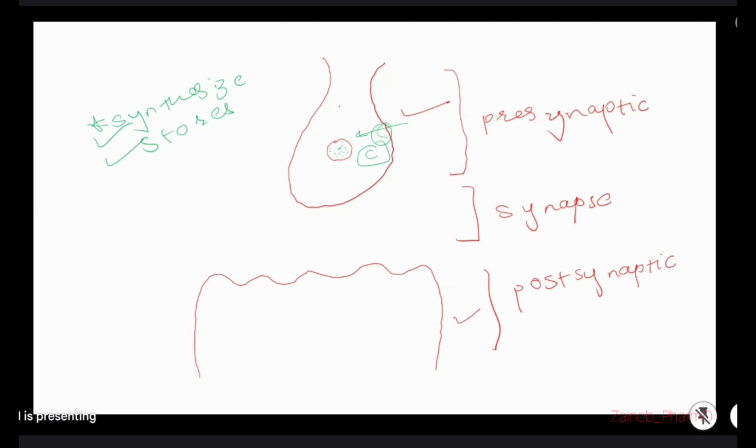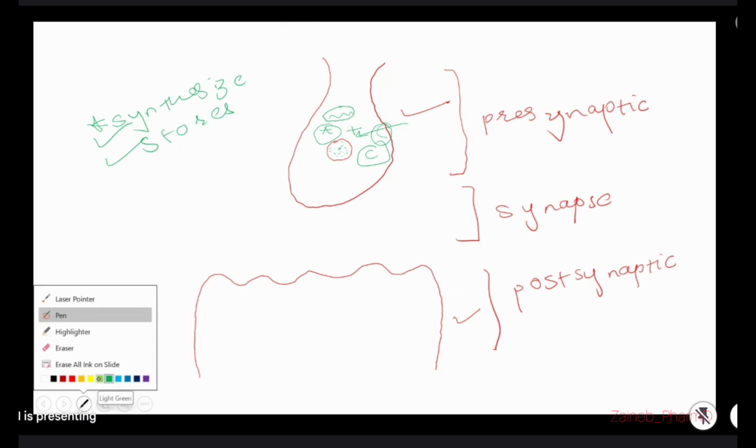Also, in the presynaptic component, we have mitochondria. This mitochondria releases acetate or acetyl coenzyme A. So this choline combines with the acetyl coenzyme A with the help of the enzyme known as choline acetyltransferase, and it is stored in the vesicles.